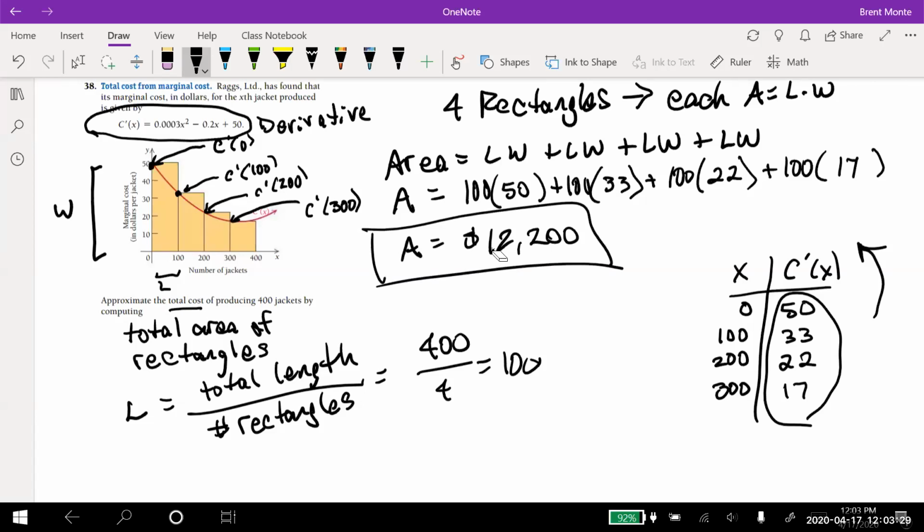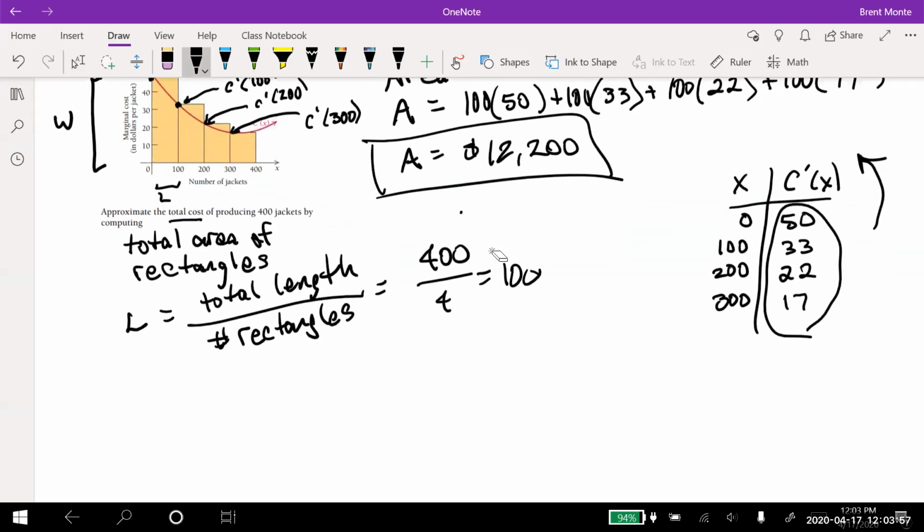That's my estimate of total cost of producing 400 jackets. We will find next time how to find that exact area. But right now, we don't know, so we're actually approximating it. And I'll give you a little heads up. There are some problems, especially in the new edition of the book, that talk about this, although we haven't seen this yet, and it's not very much in the old edition of the book. So this was my approximate total cost.